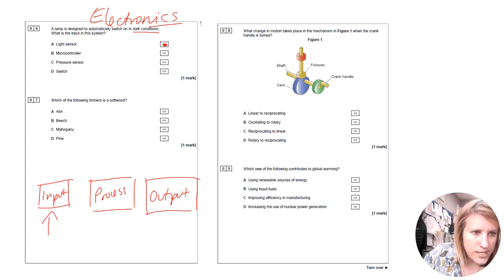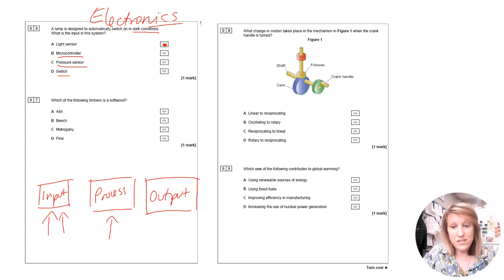So just to give you an idea, a microcontroller would be the process. That might be what actually turns the light on. A switch is a type of input, but that wouldn't be suitable for this condition. And a pressure sensor also is an input, but wouldn't make sense for this question.